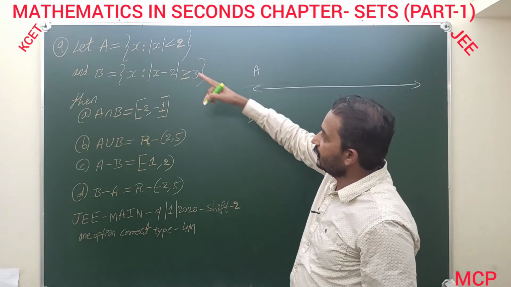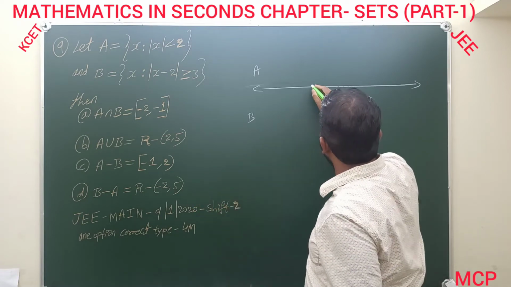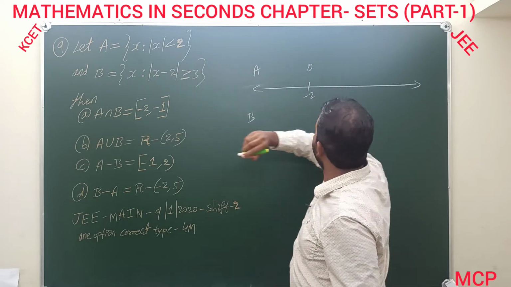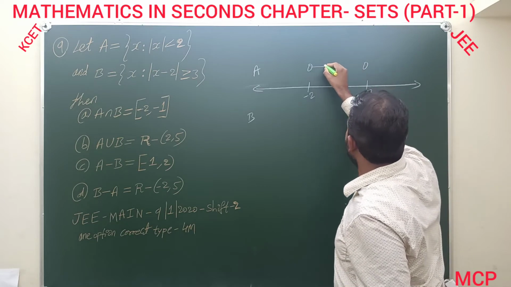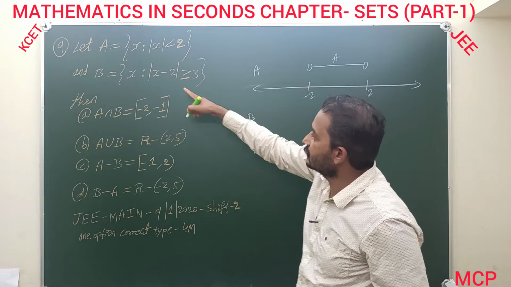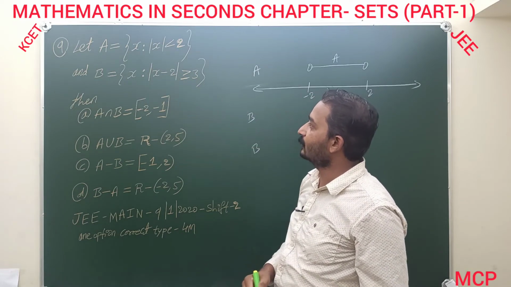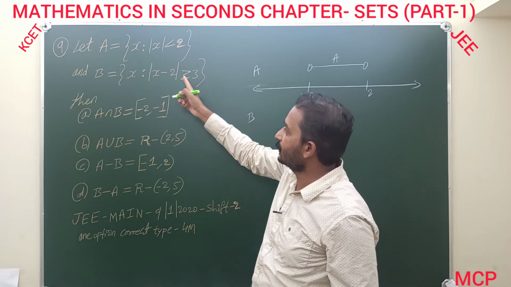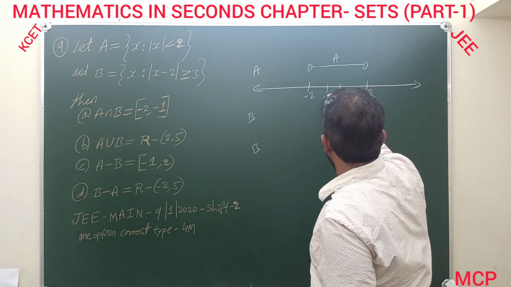Set A is modulus of x less than 2, which means minus 2 to plus 2. Minus 2 is not included because it is strictly less than, and plus 2 is also not included. So this is set A. Now write down set B. Set B again uses the modulus rule: modulus of x minus 2 greater than or equal to 3, which means x minus 2 less than or equal to minus 3, so x is less than or equal to minus 3 plus 2, minus 1.